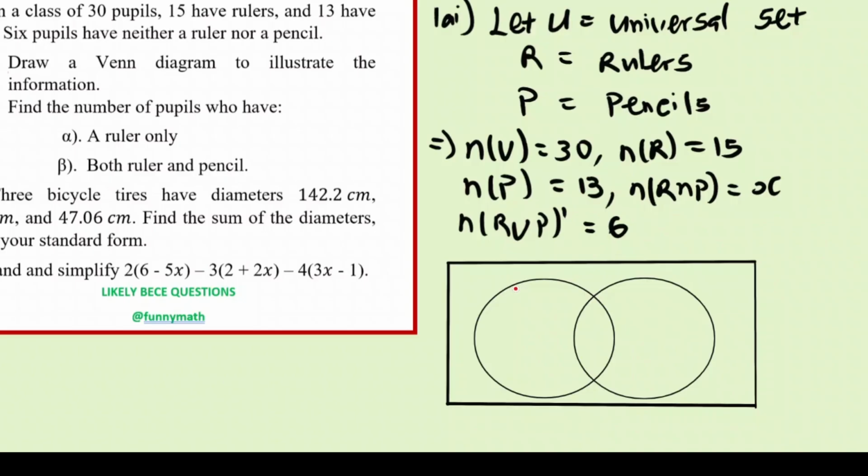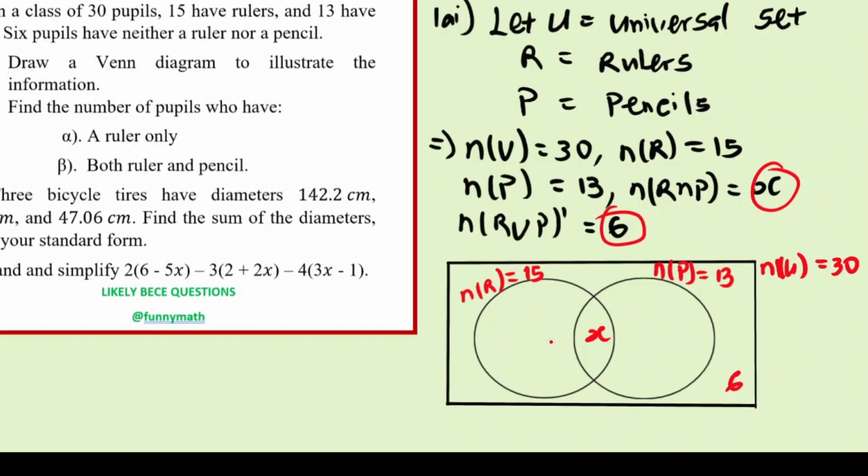So let me give this set to the set R. That's going to be those who have rulers. So that's going to be n of r, and according to the question, they are 15. So this is going to be n of p. They are also 13. And the whole of this, that's the rectangle, is going to be the universal set, and they are 30. Okay, the next thing is to insert the intersection, that is x. So that is here. Okay, and then this 6 to those who are not in any of the circles, in any of the sets. So that's going to be outside. So 6 will be here.